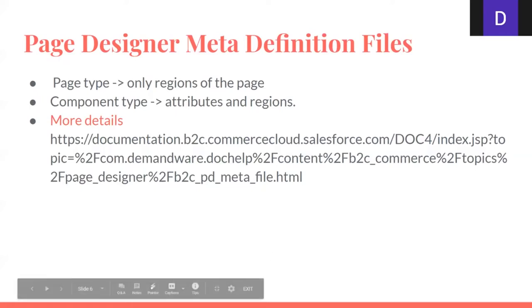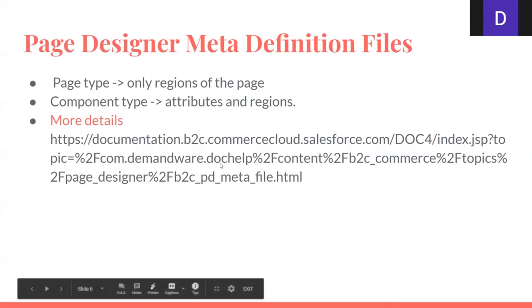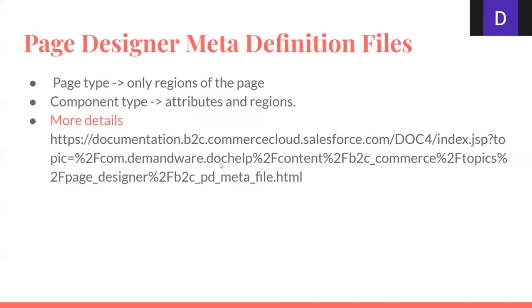We also have regions. Regions are the areas used to hold and render the components that are dragged onto them during page creation. We will see the example at the end of the session. A meta definition file for a page type describes the regions of the page where a merchant can place components. A meta definition file for a component type describes the attributes and also the regions within the component type. So we can have nested components in the same component.